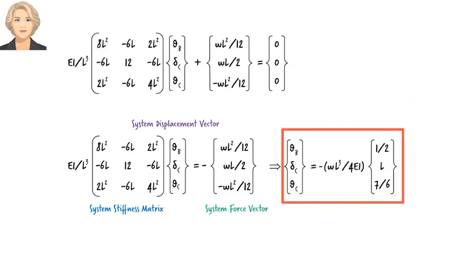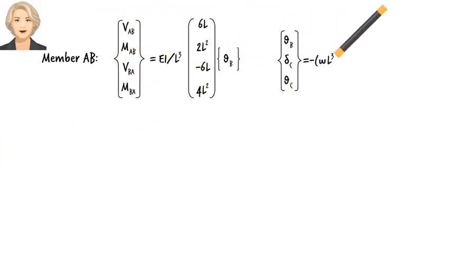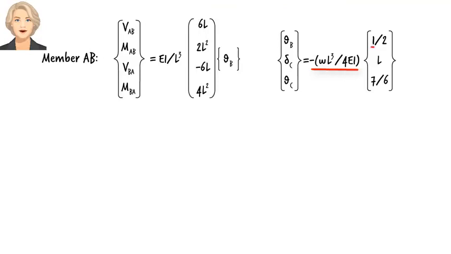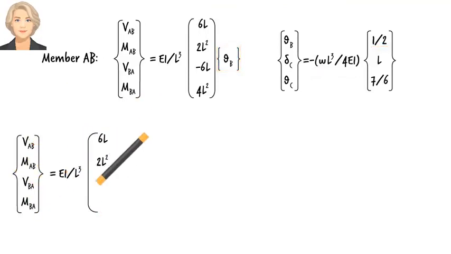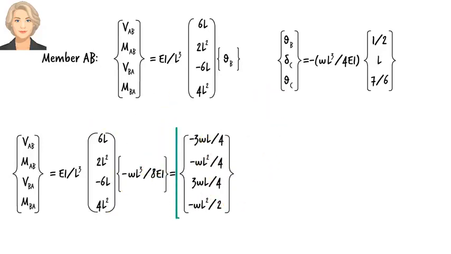Now that we have determined the unknown slopes and deflection, we can substitute them back in the member-specific equations in order to find the member end forces. For AB, here are the equations for member forces. Here is the solution vector. Substituting this value for theta B, we get these member forces. Let's use them to draw the member's free body diagram.